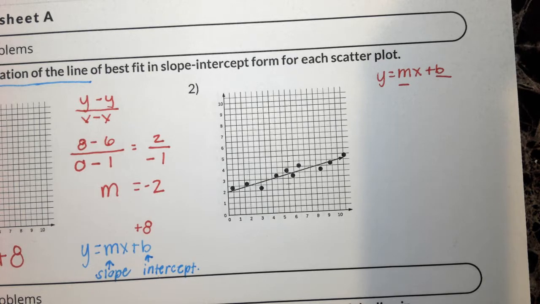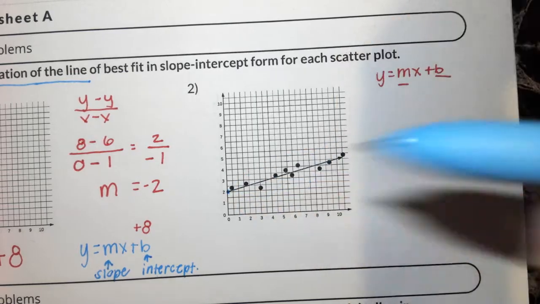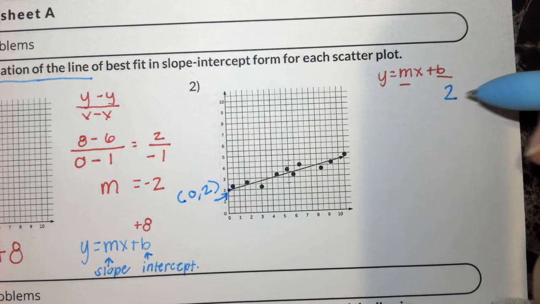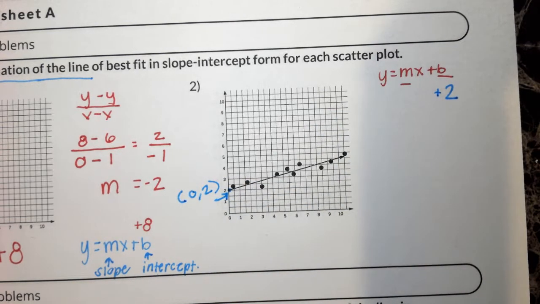Hopefully you have found your intercept. Where does it cross here? It crosses exactly at 2, so my coordinate would be (0, 2). That means my intercept is going to be 2. It is positive, so it'll be plus 2. We know it's going to go somewhere. Now I need to find my slope.